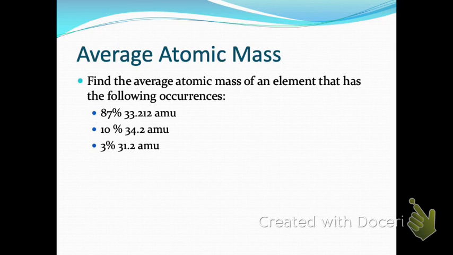This has 3 isotopes. One that's 87% abundant, one that is 10% abundant, and one that is 3% abundant. So you're going to need 3 terms in your equation. We want to make sure we have to do what to those percentages? We want to put them into a decimal. So you've got to divide by 100.